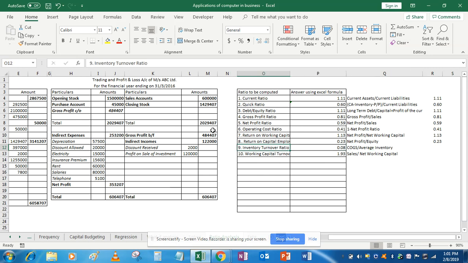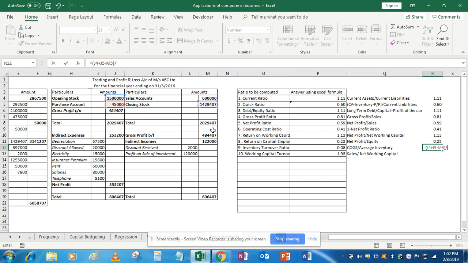Next is the inventory turnover ratio. This is basically cost of goods sold divided by average inventory. There we have a good number of formulas. So first we'll calculate the cost of goods sold. What is it? Bracket open. Cost of goods sold is basically opening stock plus purchases minus closing stock, bracket close. This is the cost of goods sold.